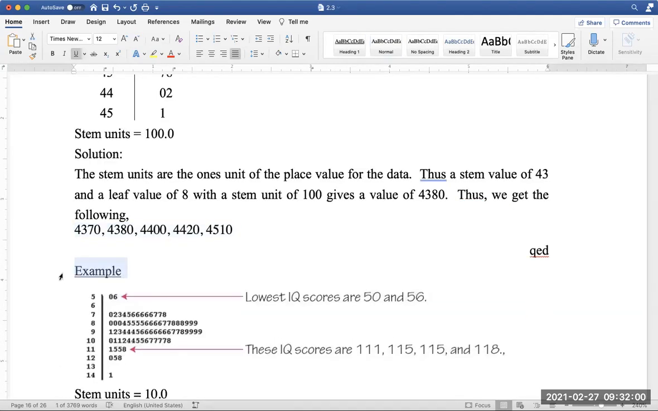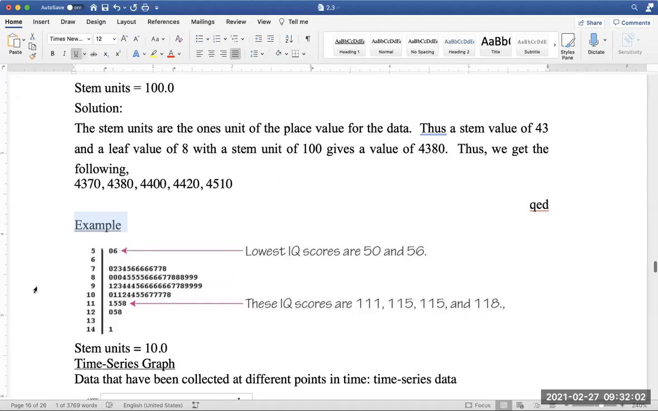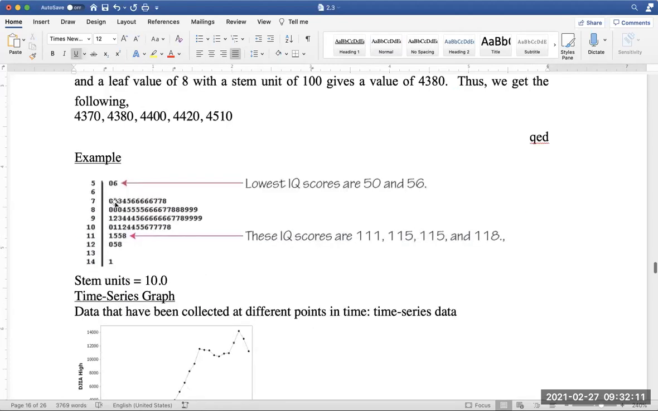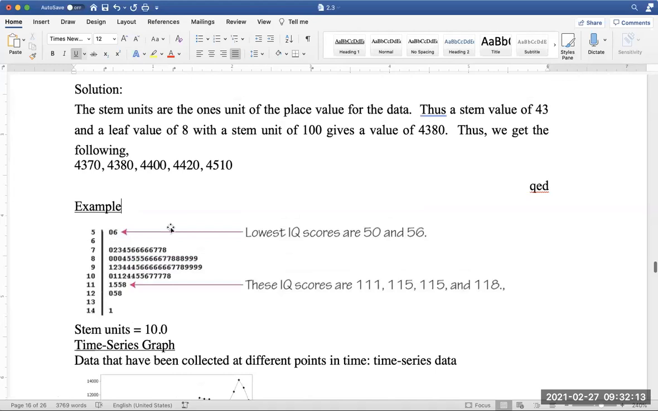Let's do the following example. This looks like a Minitab output to me. So let's look at the following Minitab output. In this case, we're looking at a stem-and-leaf diagram for some IQ scores, and the stem units here are tens.